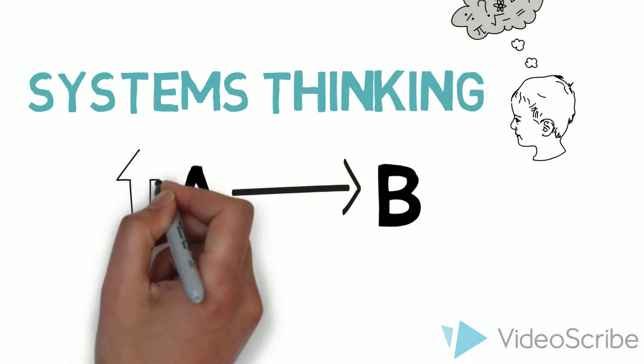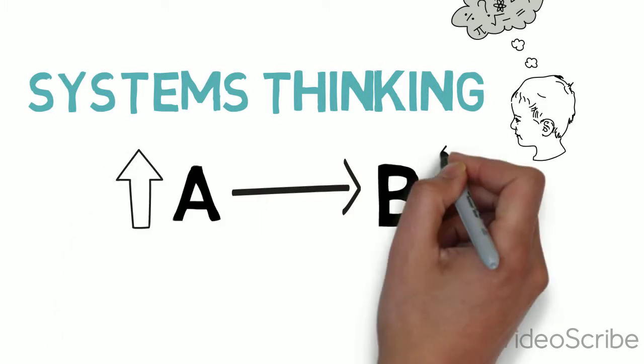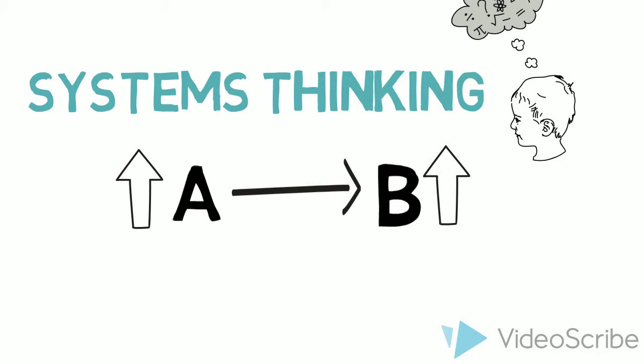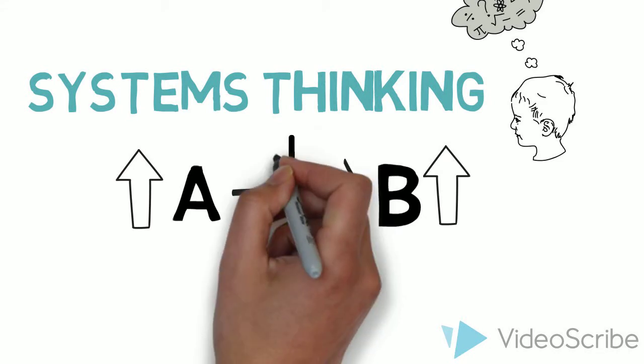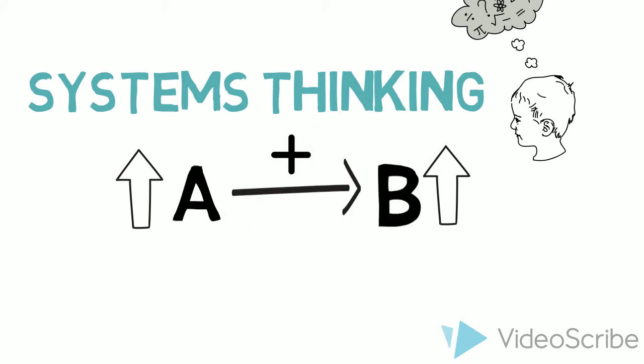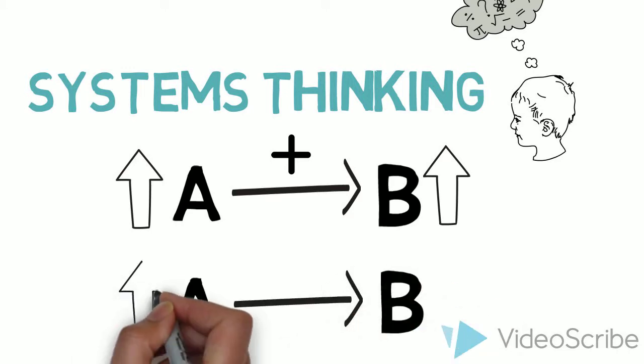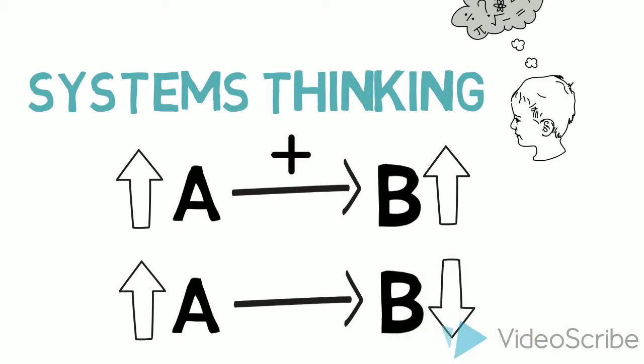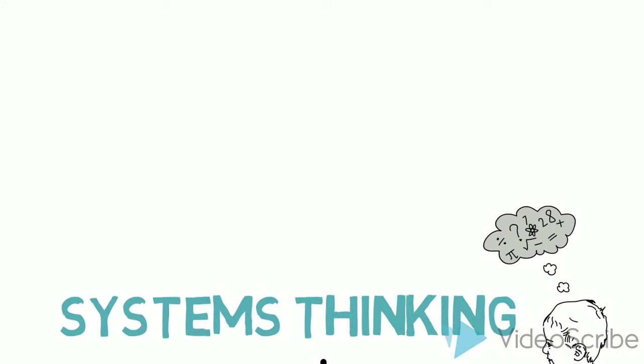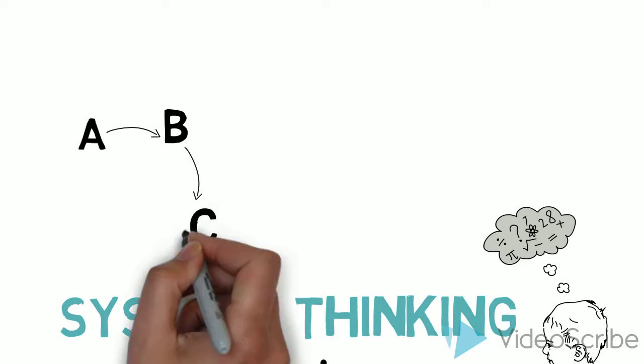When A increases and B also increases, then this relationship is a direct relationship which we denote with a positive sign. On the other hand, if A increases but B decreases, this is an inverse relationship which is denoted with a negative sign. From a bunch of arrows that connect together to form a loop, we can determine the characteristic of the feedback loop. There are two types, positive and negative.